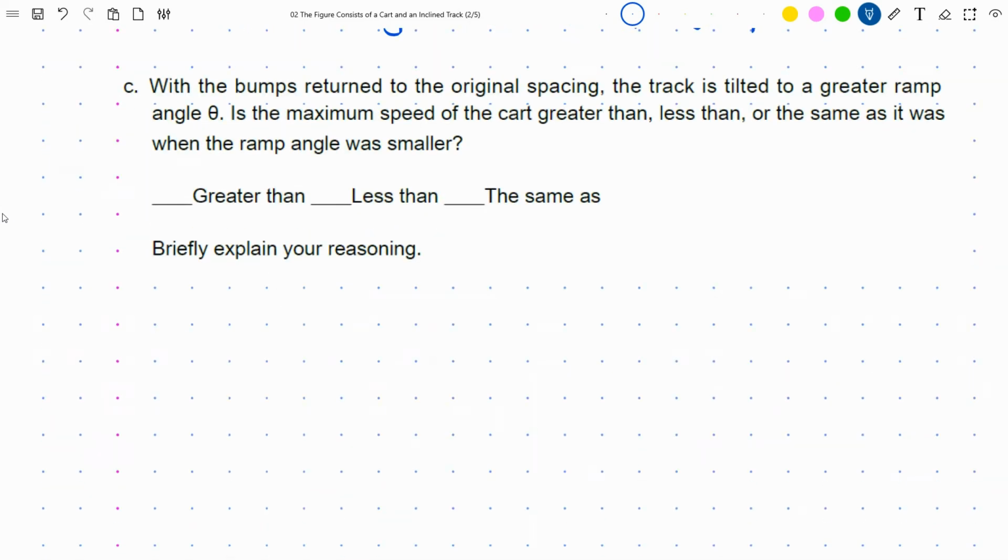With the bumps returned to their original spacing, let's keep this straight in our minds because they're kind of changing things on us back and forth. So we're back to the original arrangement as shown in the original diagram. The track is then tilted to a greater ramp angle theta.